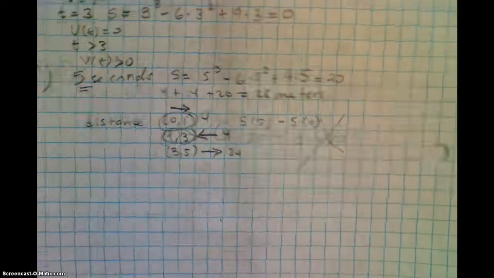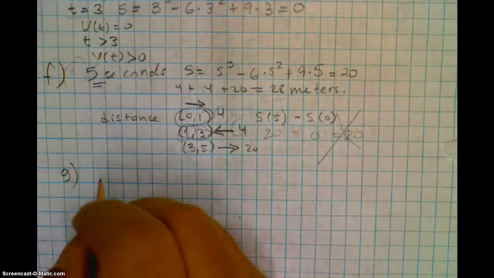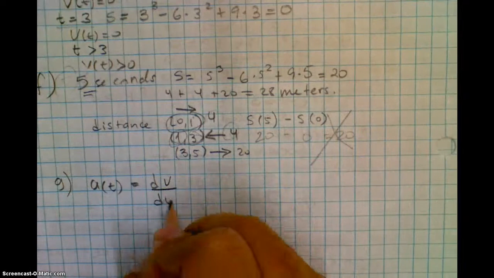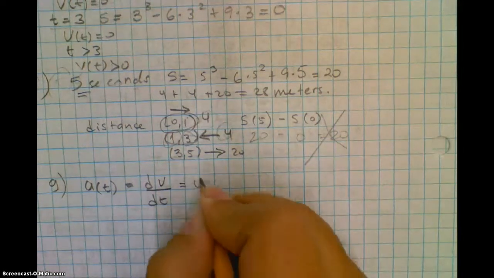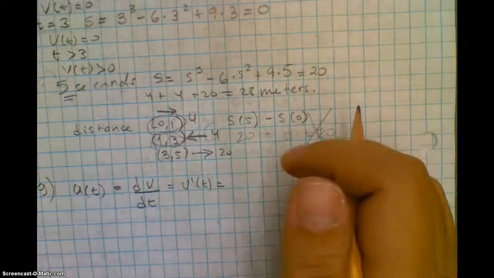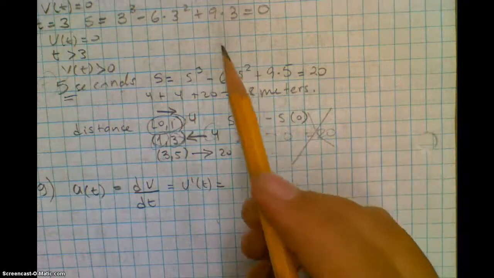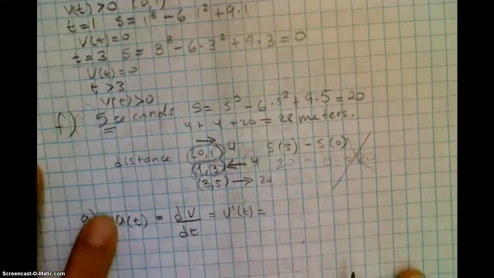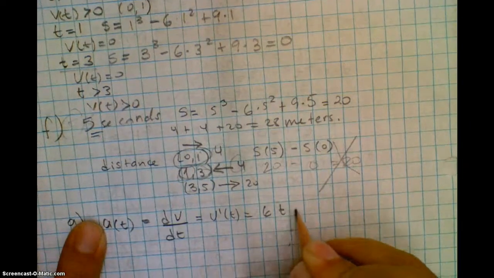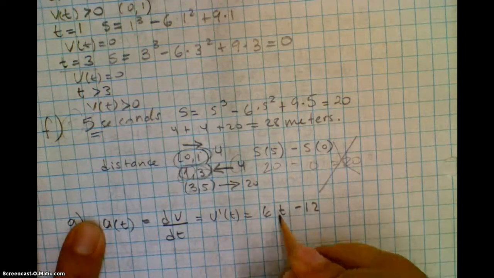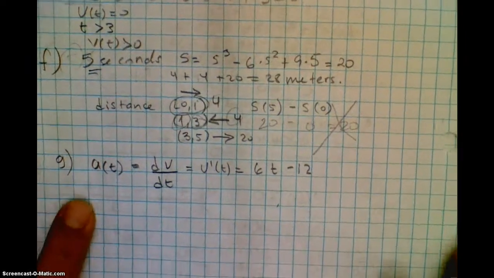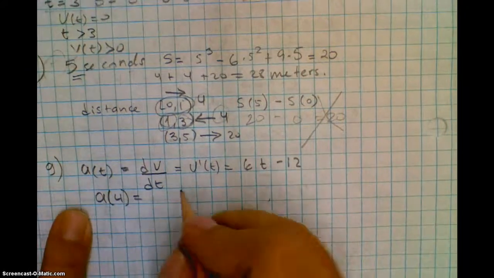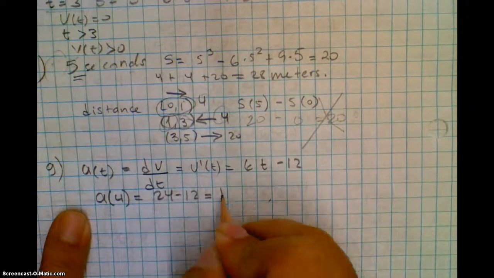Now for part G, it says find the acceleration. So we went over this before. Acceleration is just the derivative of velocity with respect to time, or v prime of t. So I'm just going to take the derivative of v, and the derivative of v will be 6t minus 12, because the derivative of 9 will be 0. So I found the acceleration after 4 seconds. I will just have to do a of 4, because a of t is for any t. Now a of 4 will be 24 minus 12, and that will be 12.